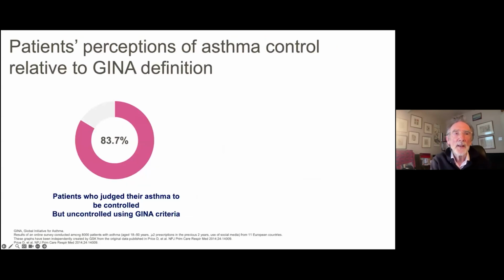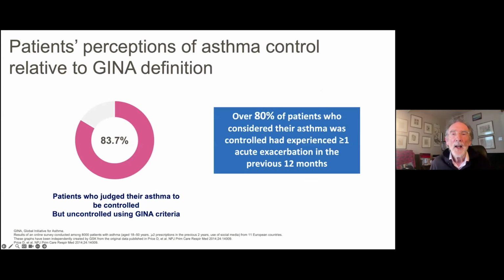And here's another study relating the patient's perception of their asthma control relative to the GINA definition. And we see that nearly 84% of patients judged their asthma to be controlled, but in fact were uncontrolled using GINA criteria. And in the same study, we saw that 80% of patients who considered that their asthma was controlled had experienced one or more exacerbation in the previous 6 months. So we really need to measure and track our patient's level of control using an instrument such as the ACT.